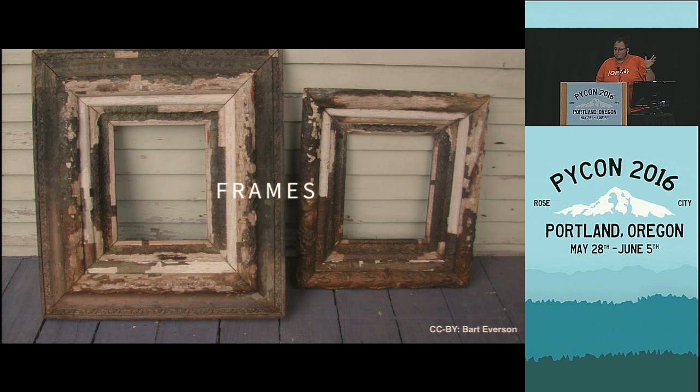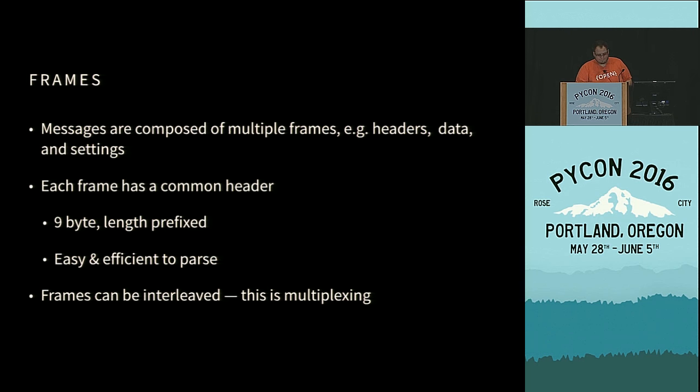So frames. Every message is comprised of multiple frames. Those may be things that represent, say, headers, which should come at the beginning of the responses, data or settings. Each frame has a common header. They're easy and efficient to parse, which is kind of the whole point here. And they could be interleaved, which is really cool. That's how we get multiplexing. We can send a frame from stream 1, a frame from stream 2, stream 3, and just keep going around. So that's how we get multiplexing. And it's also how pushes work. There's a push promise frame, and that's how the client knows that that's what it's receiving.